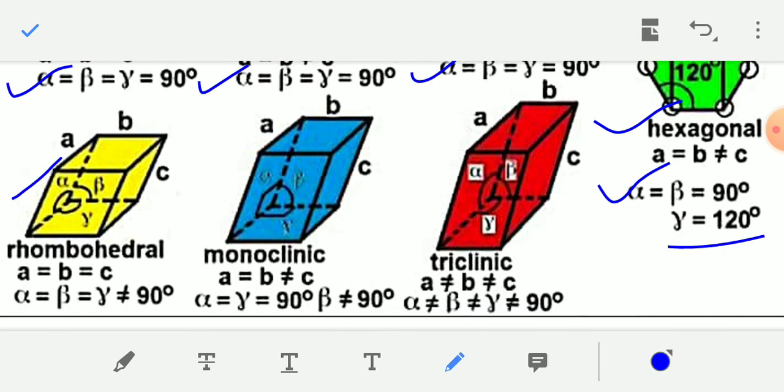Rhombohedral crystal system, where A is equal to B is equal to C, but alpha is equal to beta is equal to gamma not equal to 90 degree. Monoclinic, A not equal to B not equal to C, but alpha is equal to gamma is equal to 90 degree, and beta not equal to 90 degree. And for triclinic, A not equal to B not equal to C, and alpha not equal to beta not equal to gamma not equal to 90 degree.